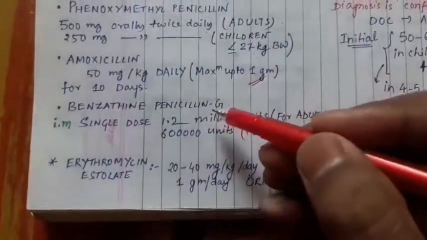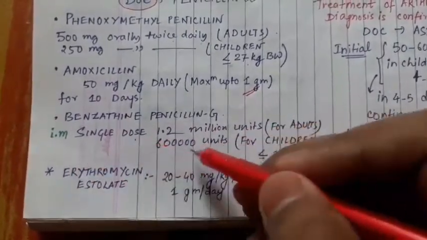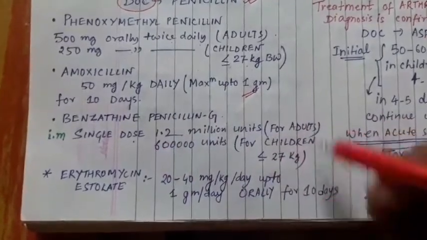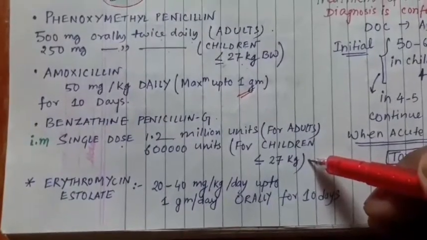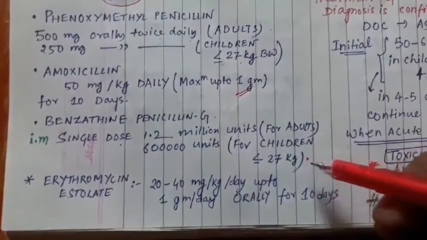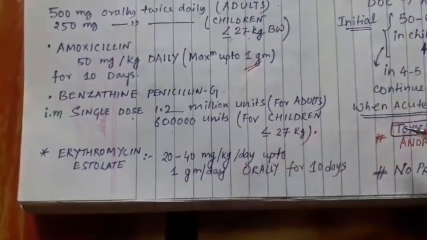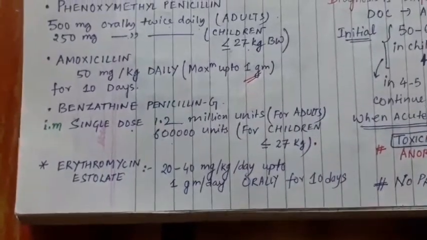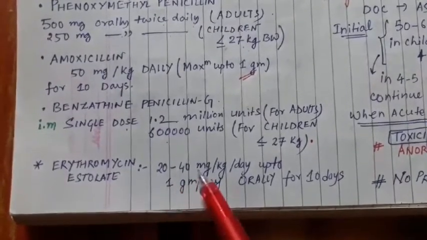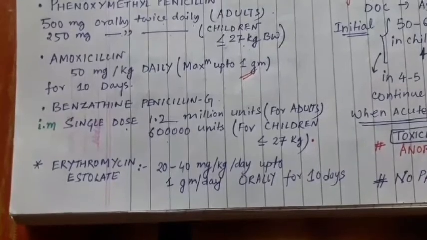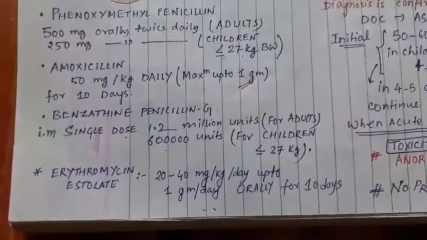And the third one is benzathine penicillin G. It is administered as an intramuscular single dose of 1.2 million units for adults, and for children with body weight less than or equal to 27 kg, it is administered as 6 lakh units. Patients who are allergic to the penicillin group of drugs can be given erythromycin estolate at a dose of 20 to 40 mg per kg of body weight per day, up to a maximum of 1 gram per day orally for 10 days.